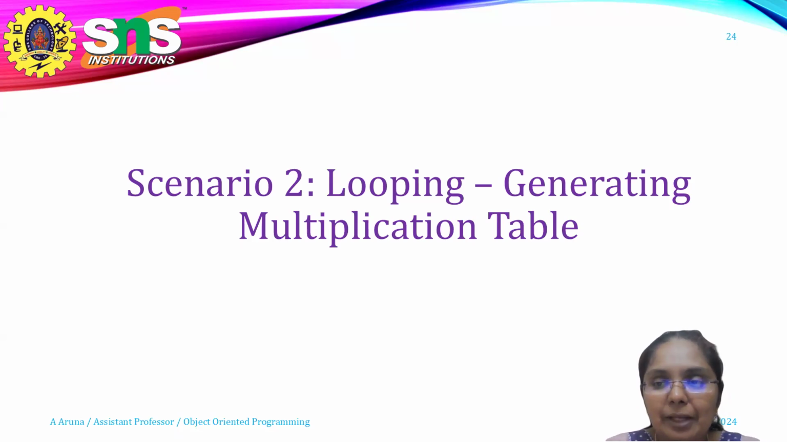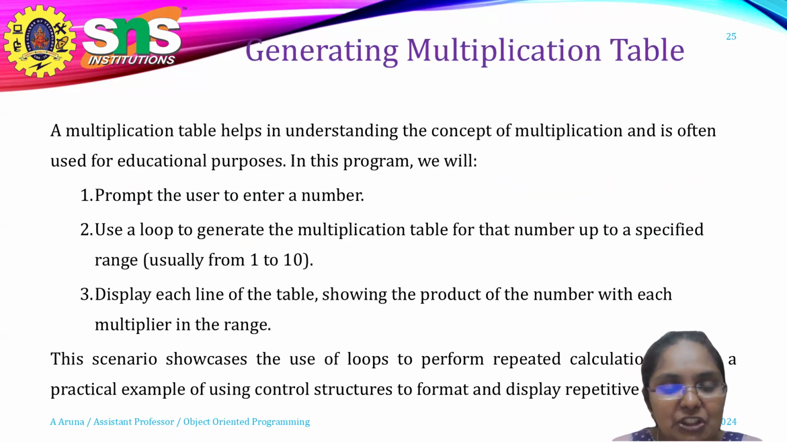Either it can be the 2 table, 3 table, or 4 table. It is always multiplied, like 1 into 2 equals 2, 2 into 2 equals 4. So we increment a certain value and generate the result, while keeping the other value constant and multiplying. It is very similar to the factorial of a number.